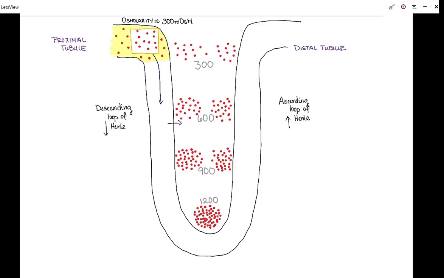And two different things want to happen. The first thing that wants to happen is that water is going to want to leave and go this way. But the other thing that's going to want to happen is that salt is going to want to come in. So what will happen? Well, it turns out that the membrane of the descending loop of Henle is engineered so that it is very permeable to water while remaining impermeable to sodium and chloride. So let's take a moment to write that down.